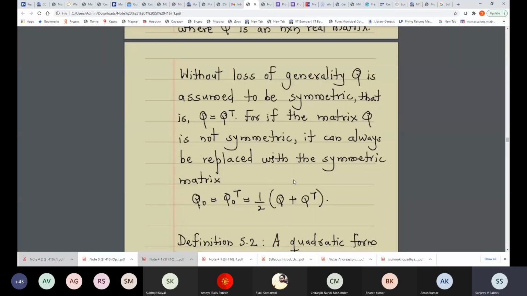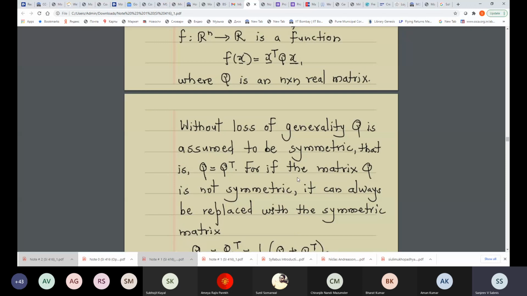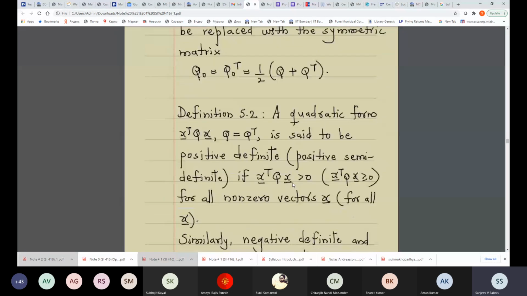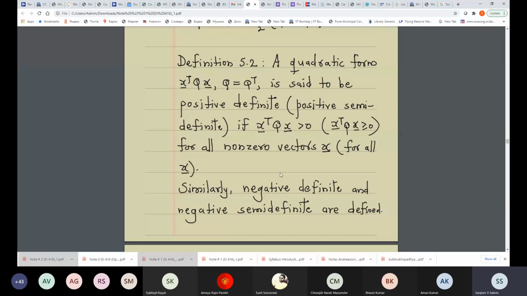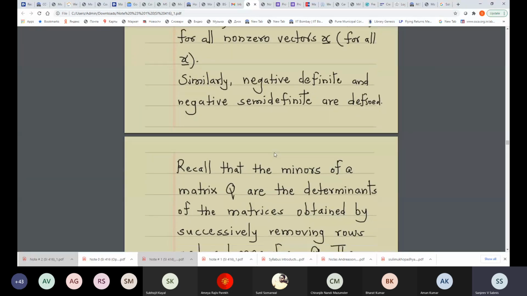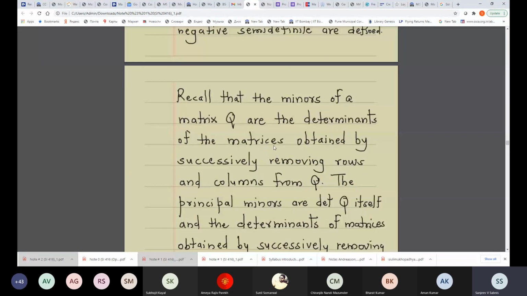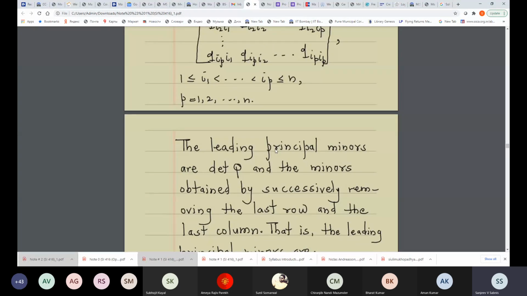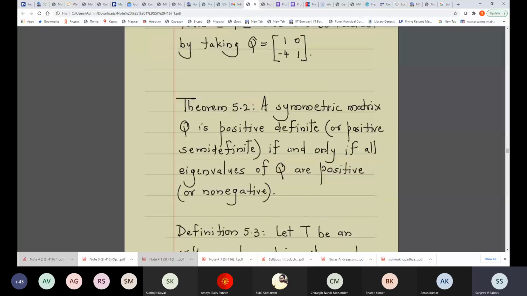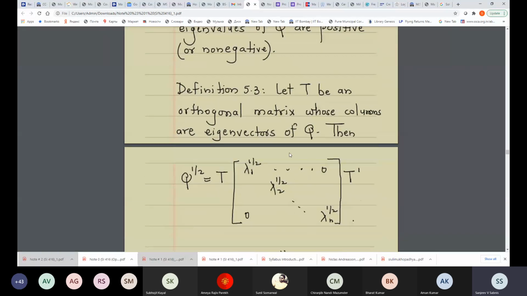Again, I'm going to skip the definition of quadratic forms. We know what is meant by a quadratic form, and we know what we mean when we say that a quadratic form is positive definite or non-negative definite or positive semi-definite. All these definitions are quite standard. All right, so all this basic stuff can be found here.